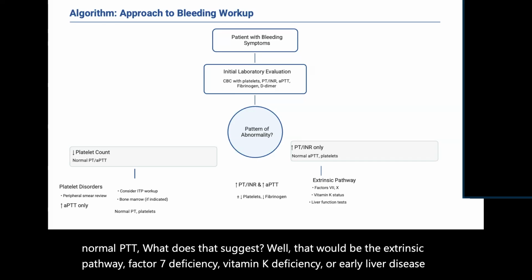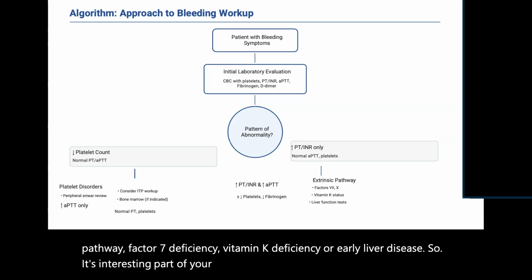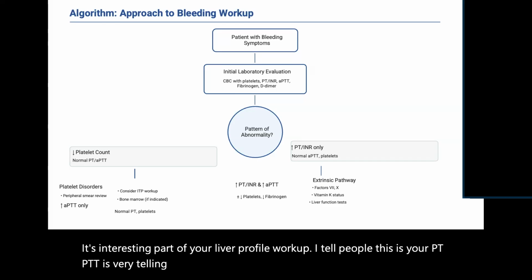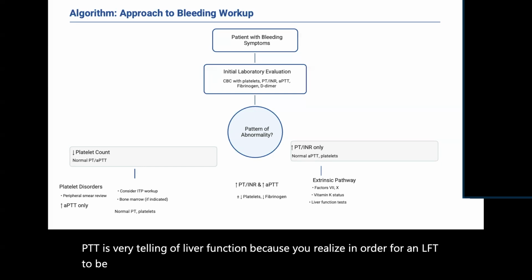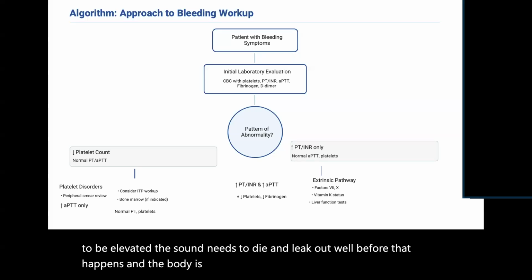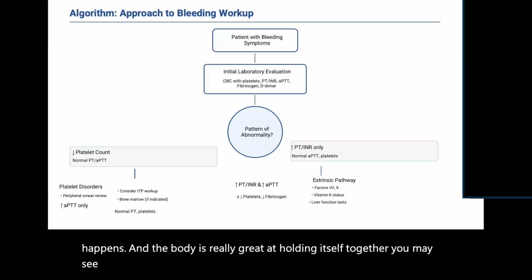So it's interesting. Part of your liver profile workup, I tell people, is that your PT-PTT is very telling of liver function, because you realize in order for an LFT to be elevated, the cell needs to die and leak out. Well, before that happens, and the body's really great at holding itself together, you may see the first derangement occur in the coagulation profile.